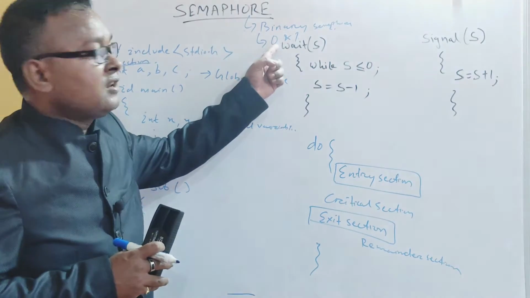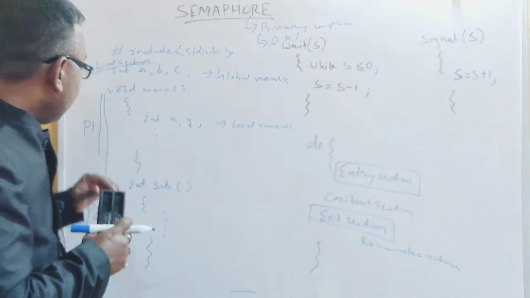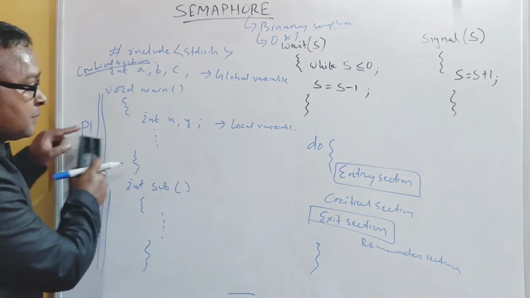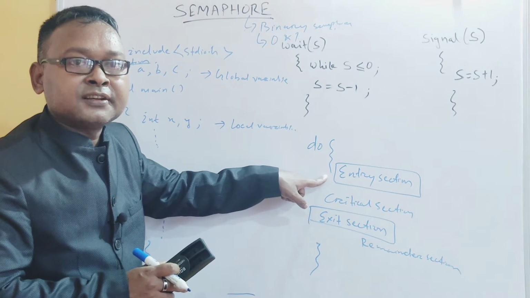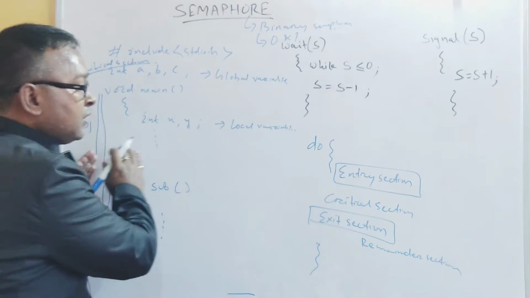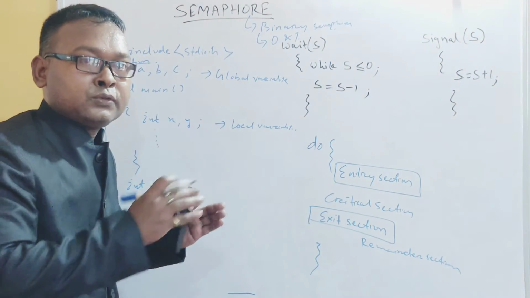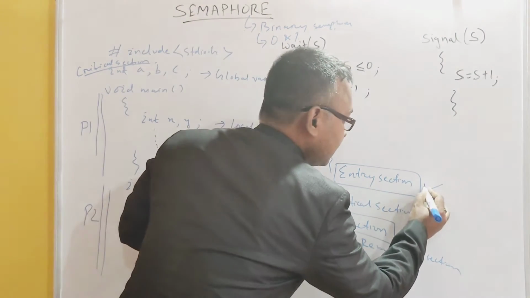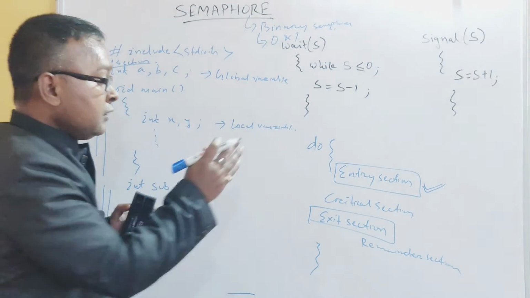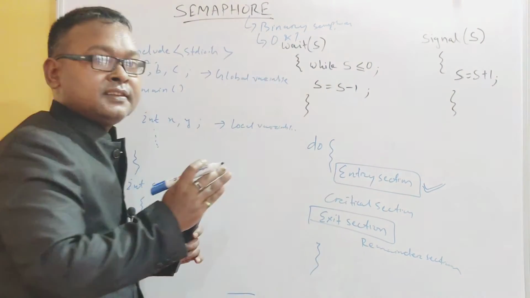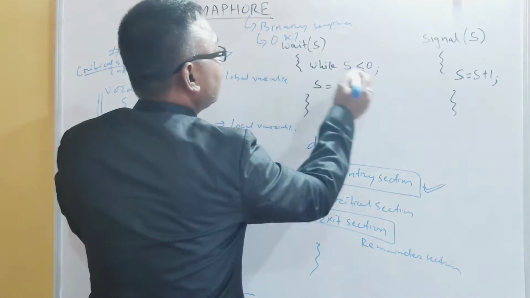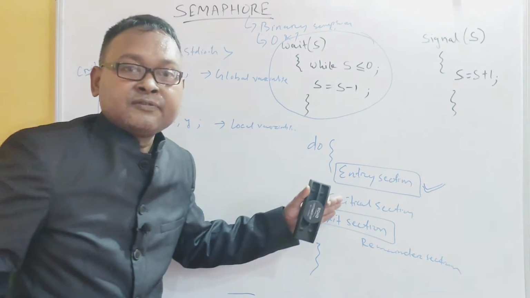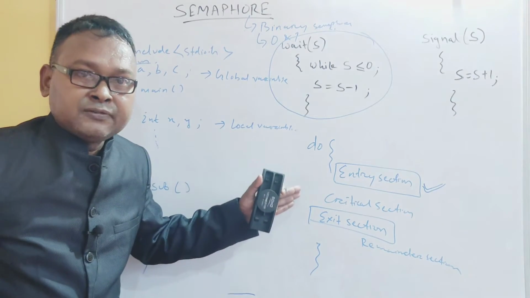Here the concept of semaphore comes in, binary semaphore. A binary semaphore takes the values 0 and 1. When a process, for example P1, wants to access the global variable, P1 has to execute this particular section of code to take the permission. That means it has to execute the entry section. Entry section means this particular code it has to execute. That is where the concept of semaphore arises.